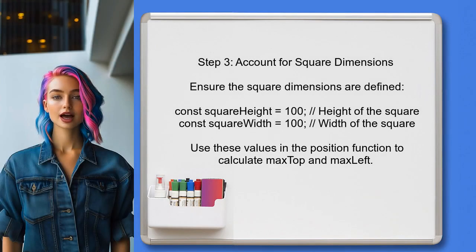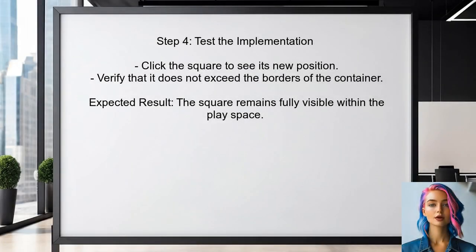Now, the user should ensure that the dimensions of the square are taken into account when calculating the maximum positions. This will prevent any overflow beyond the container. Finally, the user can test the implementation by clicking the square and observing its movement. The square should now stay within the borders of the container.